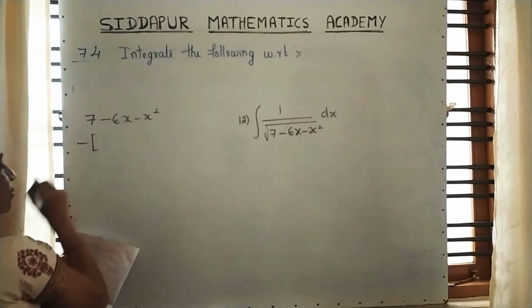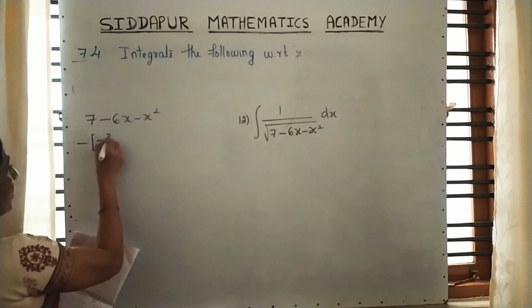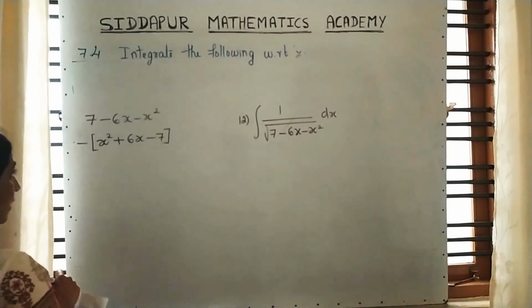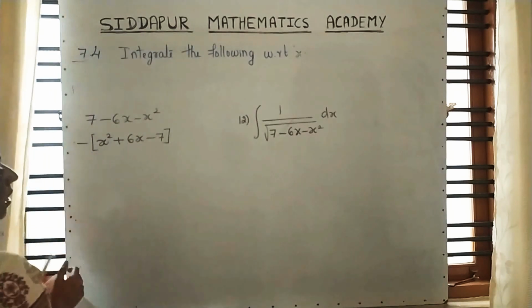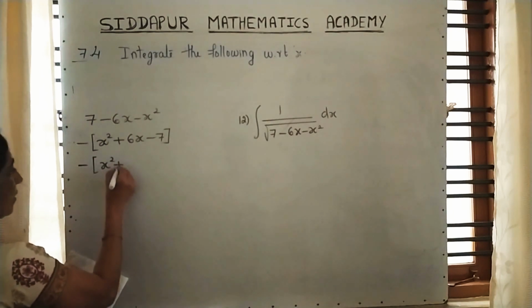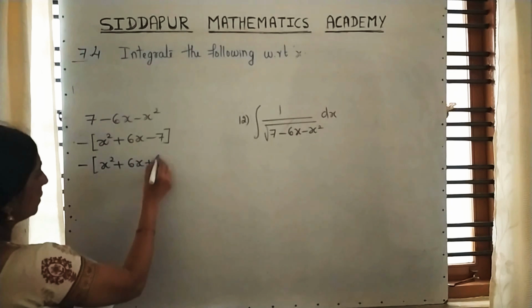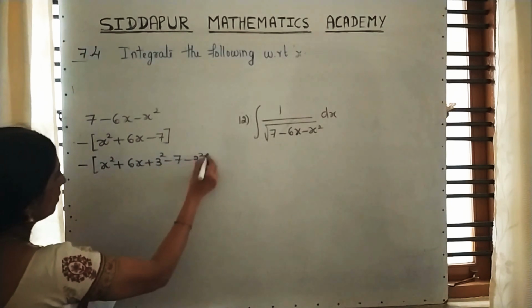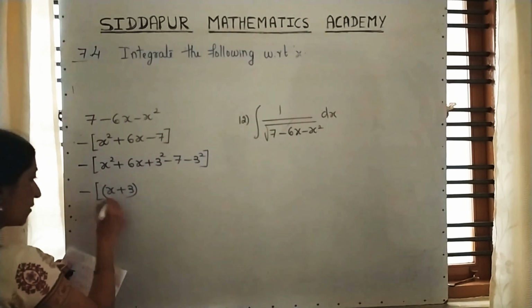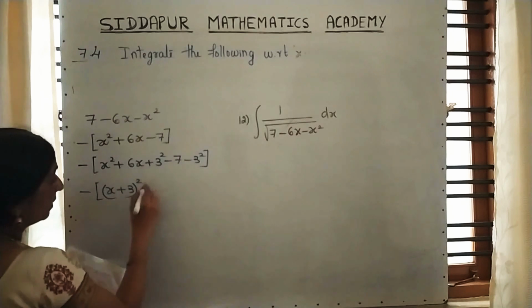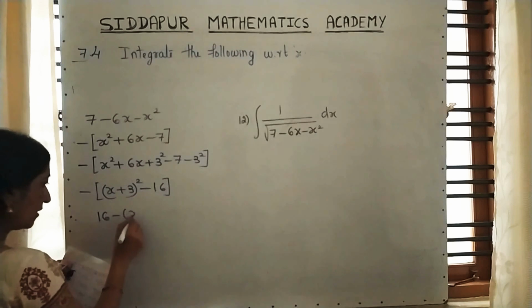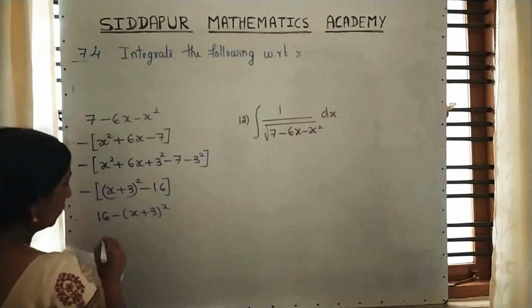The x square coefficient should be plus 1. Take minus common. Now the x square coefficient is plus 1. The x coefficient is 6. Half of that is what? 3. So x square plus 6x plus 3 square, minus 7 minus 3 square. It is x plus 3 whole square minus, 7 minus 9 is minus 16. Take minus inside: 16 minus x plus 3 whole square.